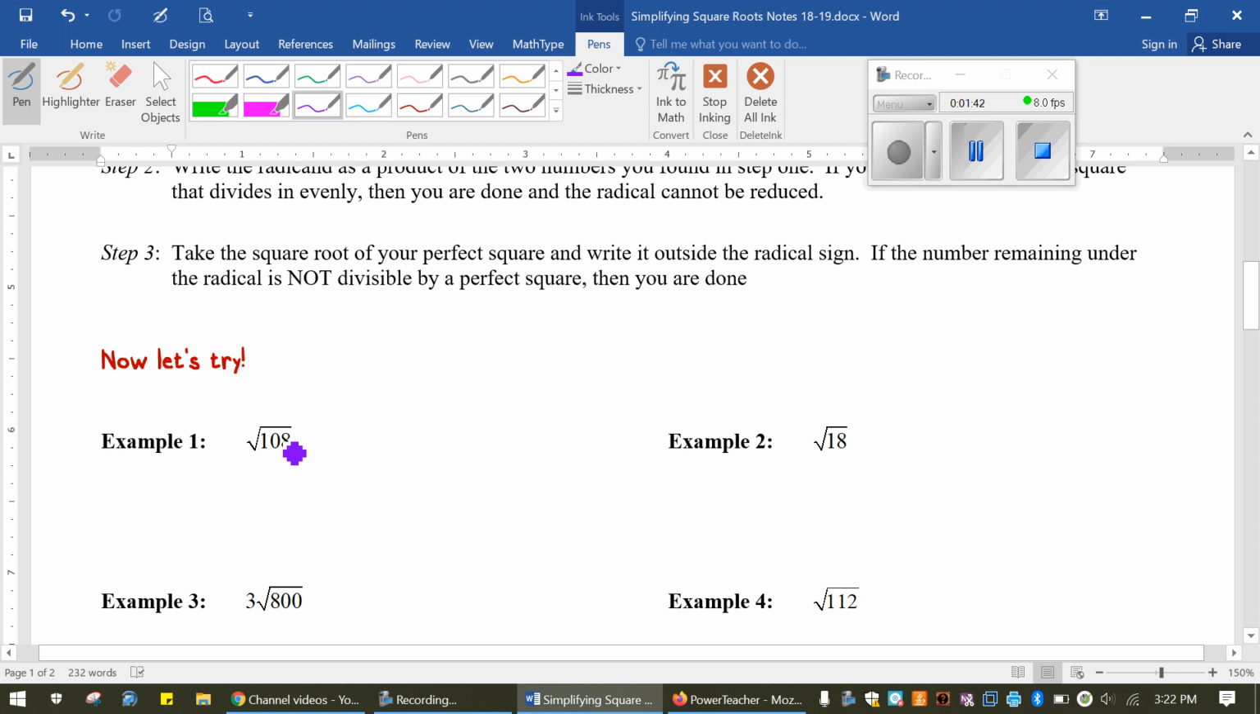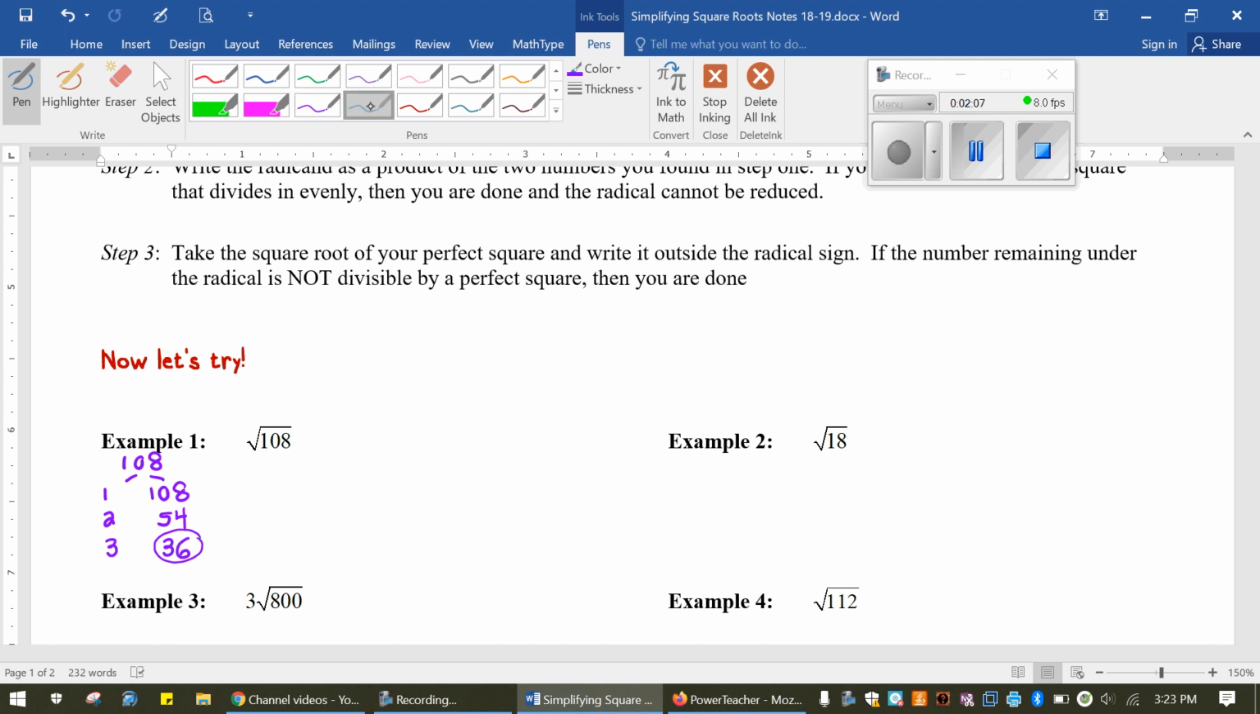So if we list what all the factors are of 108, we take 108 and we say obviously that's 1 times 108. And then if we start with, in order here after 1, 2 goes in 54 times, then we'll go to 3. 3 goes in 36 times. Right there I have the largest perfect square that will go in 108. So what we do is we take this and we write this as a product of those two numbers, those two factors that we found. And we want to put the perfect square first. So this will be square root of 36 times square root of 3.